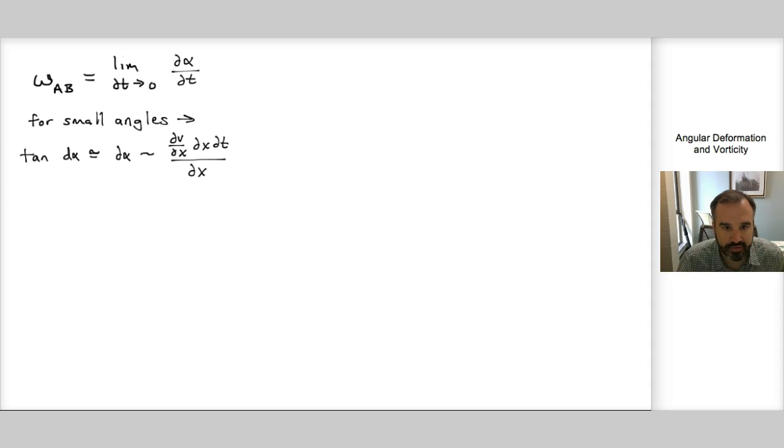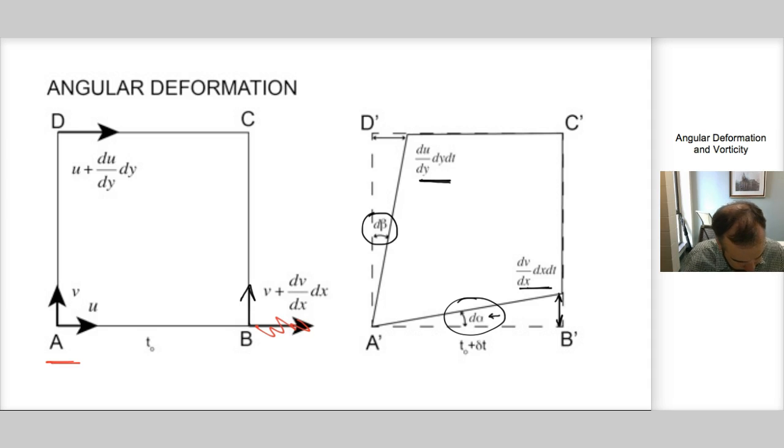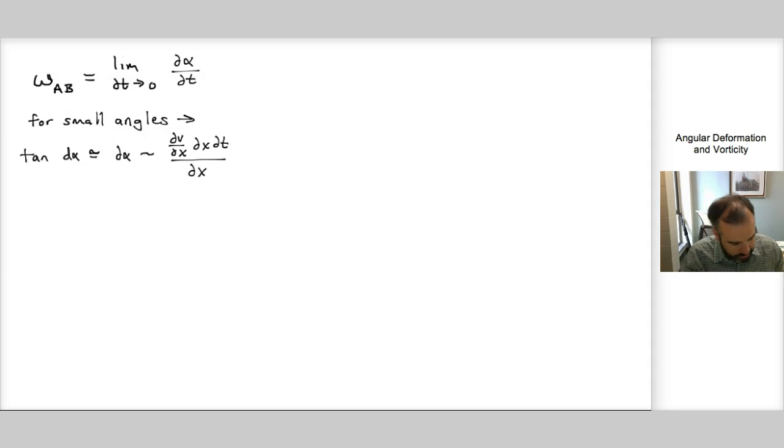It's dv dx dx dt over dx. And so what we're doing here, again, is taking this component here, and dividing it by dx, which is just this distance here, dx. Okay? So that gives us the mathematical definition for d alpha, or the tangent of d alpha, and that simplifies: the dx's cancel. So that cancels and that cancels. And we simply end up with d alpha is approximately dv over dx dt.